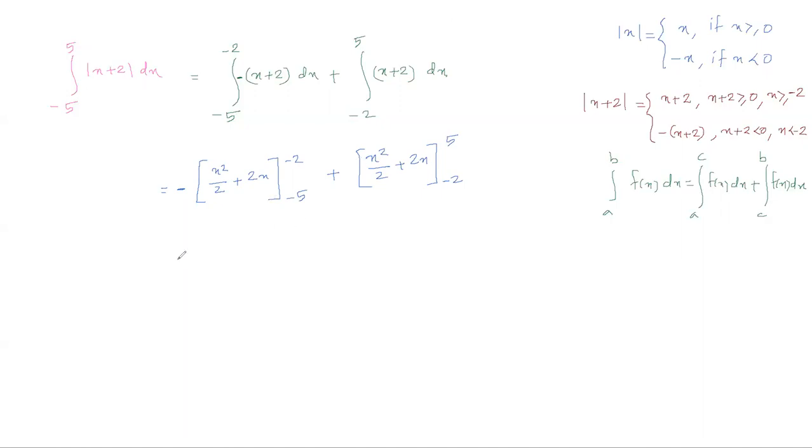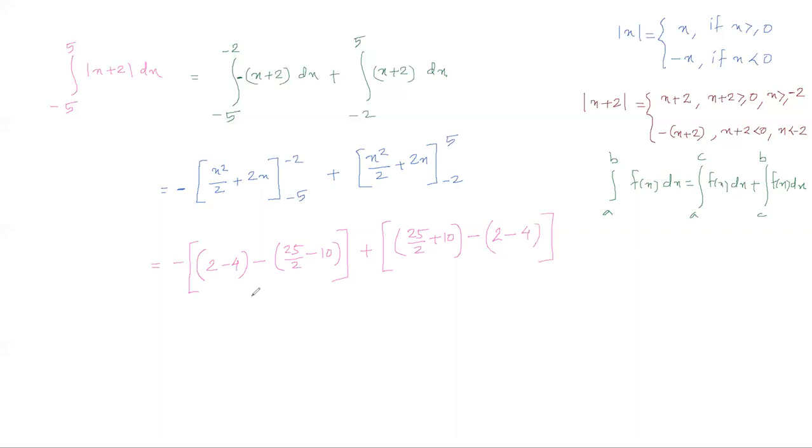Now this equals, minus is there outside. Then first put the upper limit, minus 2: minus 2 squared is 4, 4 by 2 is 2, plus 2 into minus 2, that is minus 4. Upper limit done, minus, now the lower limit, minus 5: square is 25, so 25 divided by 2, plus 2 into minus 5, that is minus 10. Plus, next, first the upper limit 5: 5 square 25, 25 by 2, plus 10, minus, the lower limit minus 2: minus 2 squared is 4, 4 by 2 is 2, plus 2 into minus 2, that is minus 4.